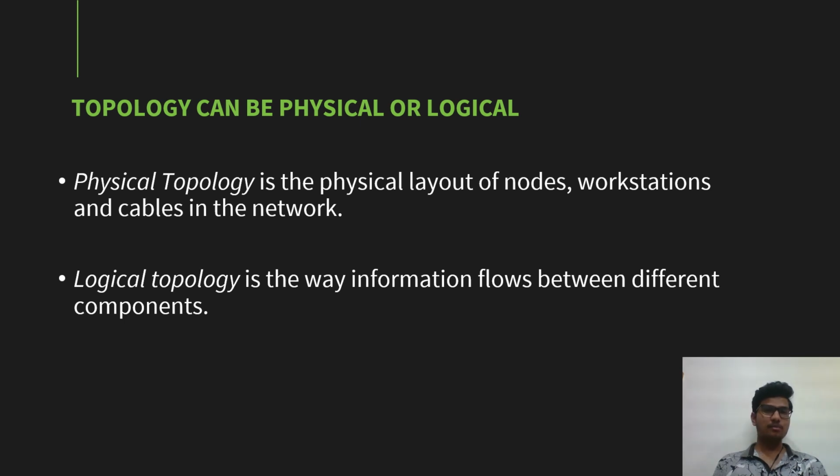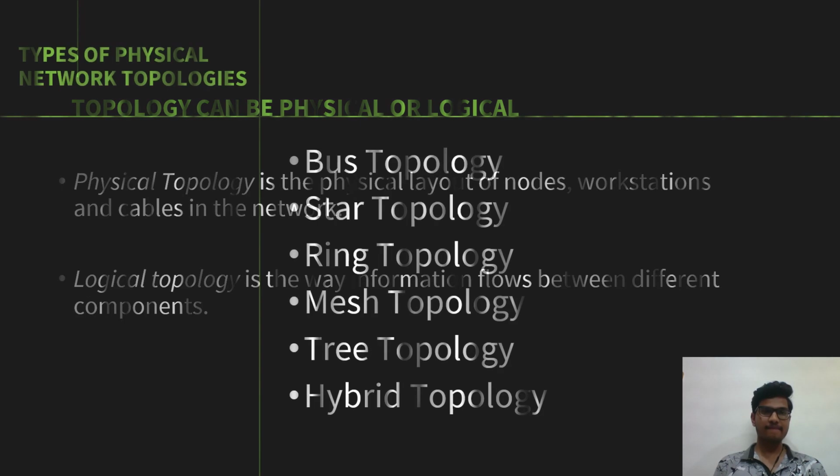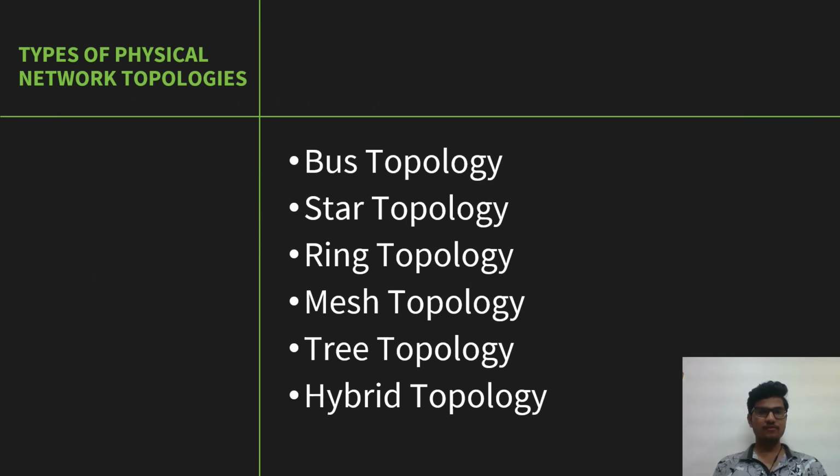Topology can be both physical and logical. Physical topology is the physical layout of nodes, workstations, and cables in the network. Logical topology is the way information flows between different components. Here are the different types of network topologies: bus, star, ring, mesh, tree, and hybrid topology.